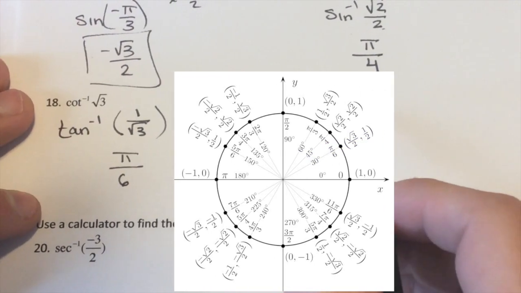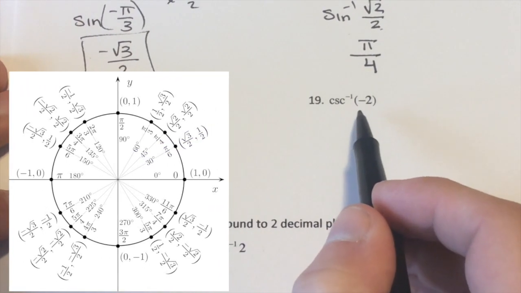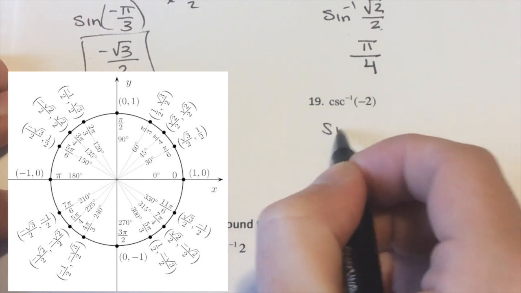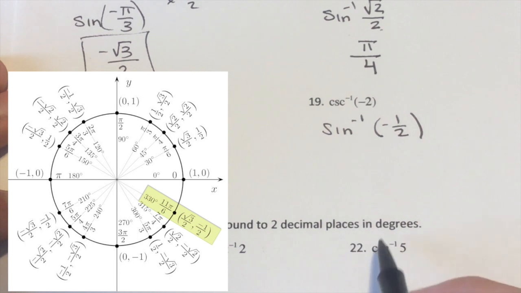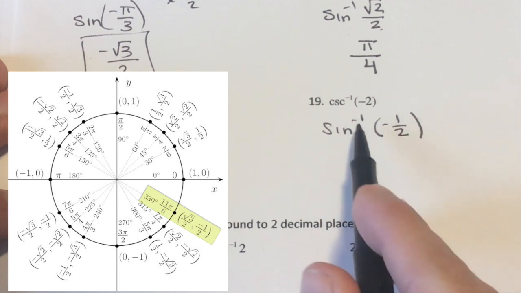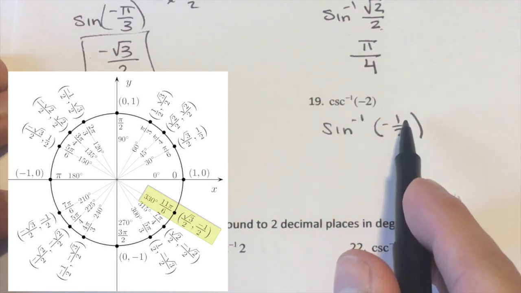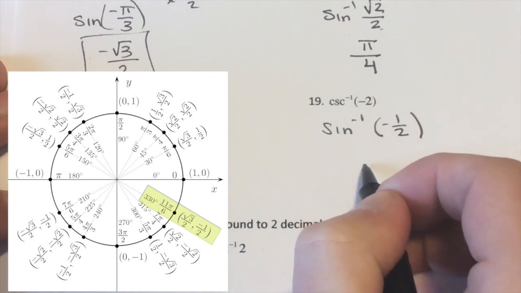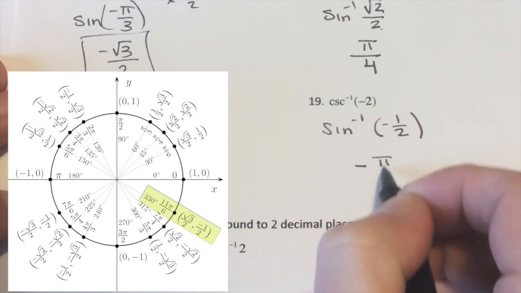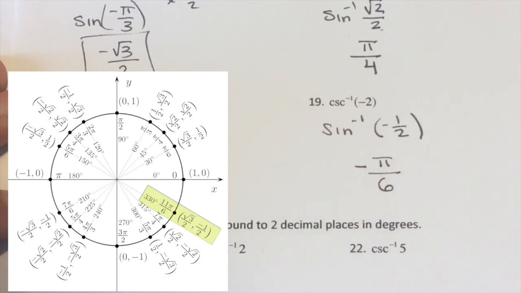Last up, the inverse cosecant of negative 2 is the same thing as the inverse sine of negative 1/2. So at what angle is inverse sine negative 1/2? Well, if we look at our unit circle, it's going to be at negative pi over 6.